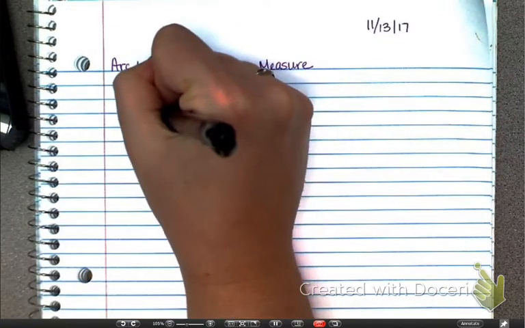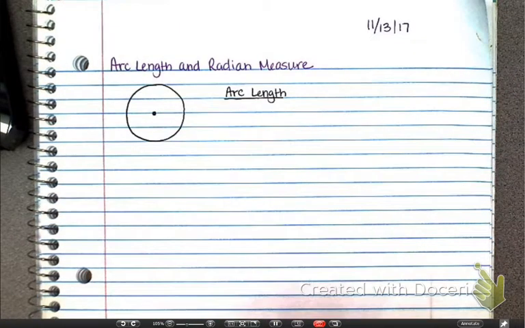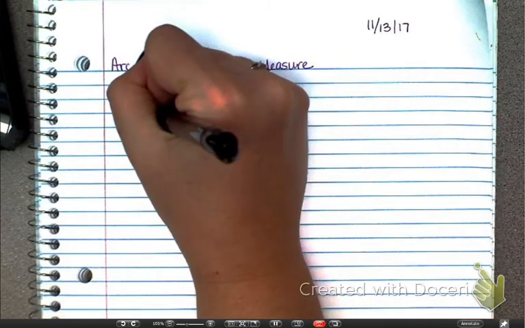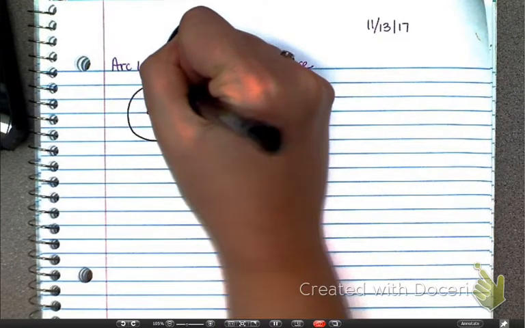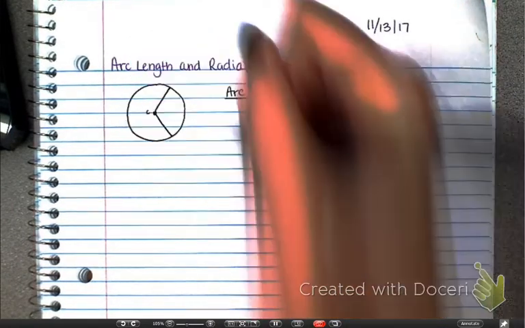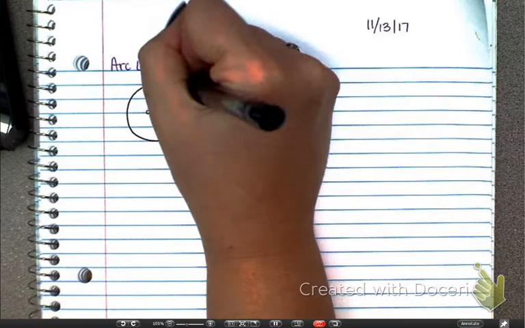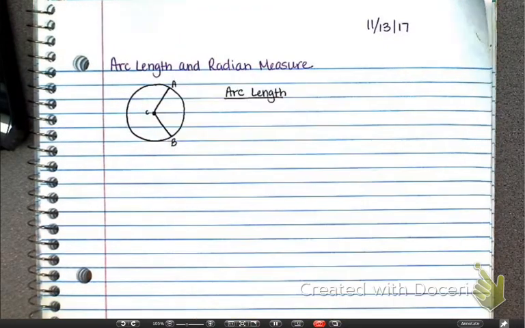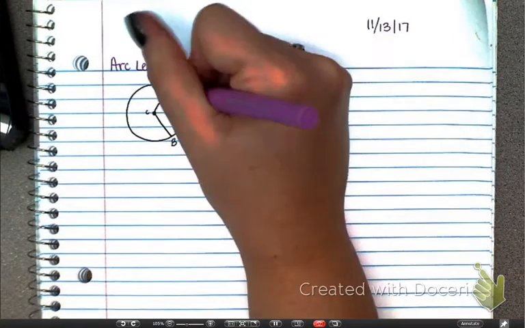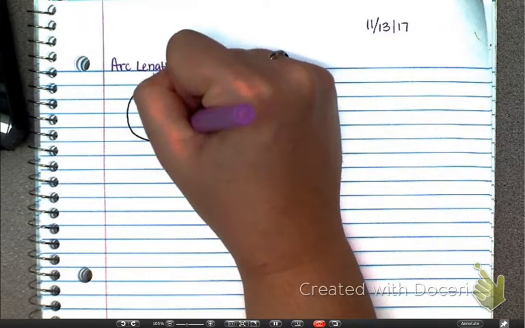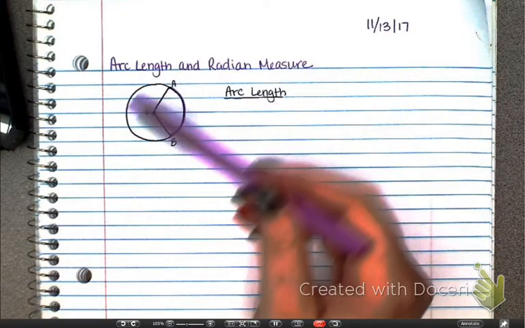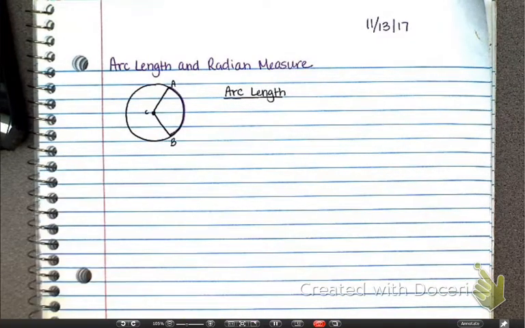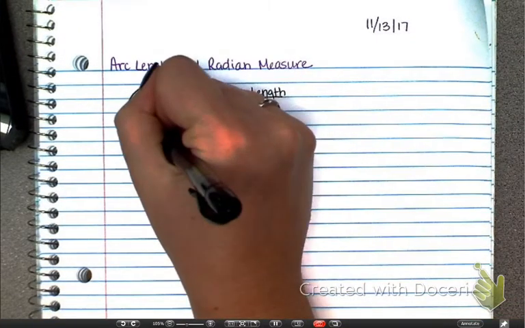So, we're at our center, so C is our center, and it creates a piece of the circle, or an arc, known as AB. So the arc is just from A to B. It's that piece of the circle. And we also need R, which is our radius.